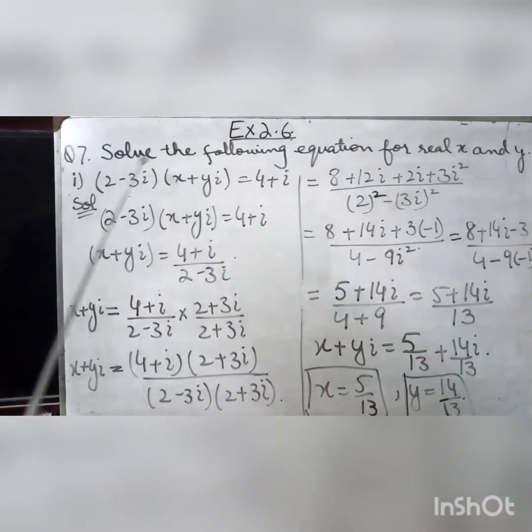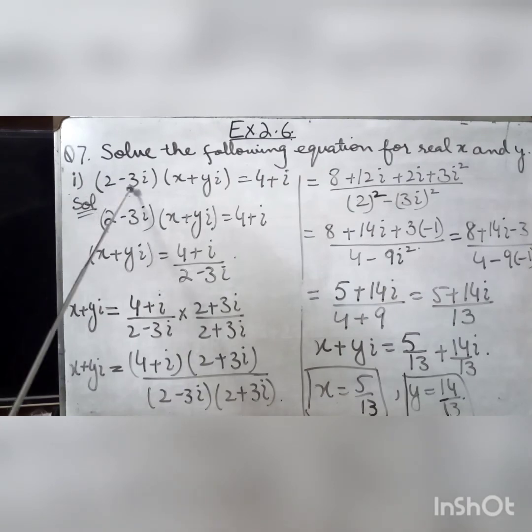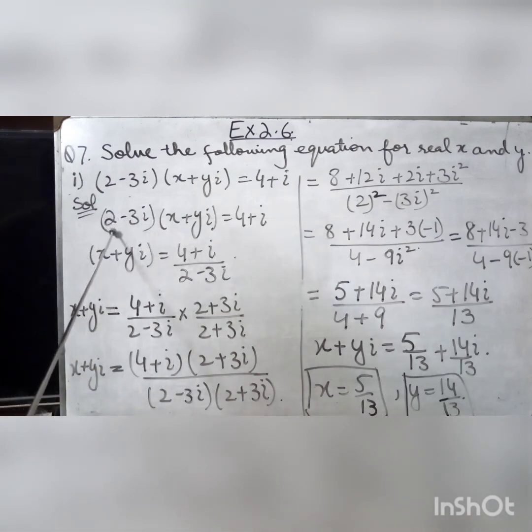Question number 7. Solve the following equation for real x and y. Part 1. 2 minus 3 iota into x plus y iota is equal to 4 plus iota. Solution. 2 minus 3 iota into x plus y iota is equal to 4 plus iota. After simplification, we have x plus y iota is equal to 4 plus iota over 2 minus 3 iota. 2 minus 3 iota is multiplying on left hand side. When it goes to the right hand side, it becomes a denominator of 4 plus iota.